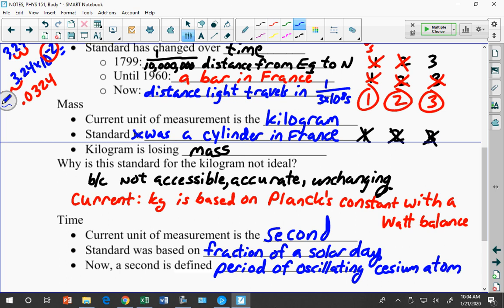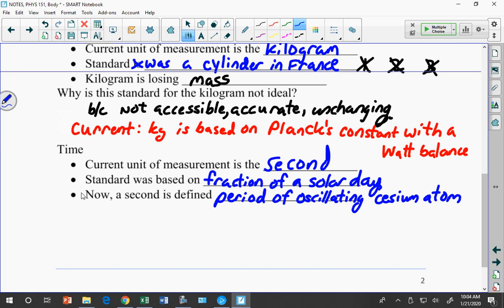So there are certain atoms that oscillate at a very regular rate, and cesium is one of those. It goes back and forth, back and forth, back and forth at a very particular frequency, and so we can use that to measure a second. We say that a second is so many millions of oscillations of the cesium atom. This is accurate, this is accessible, and this is unchanging as far as we know.